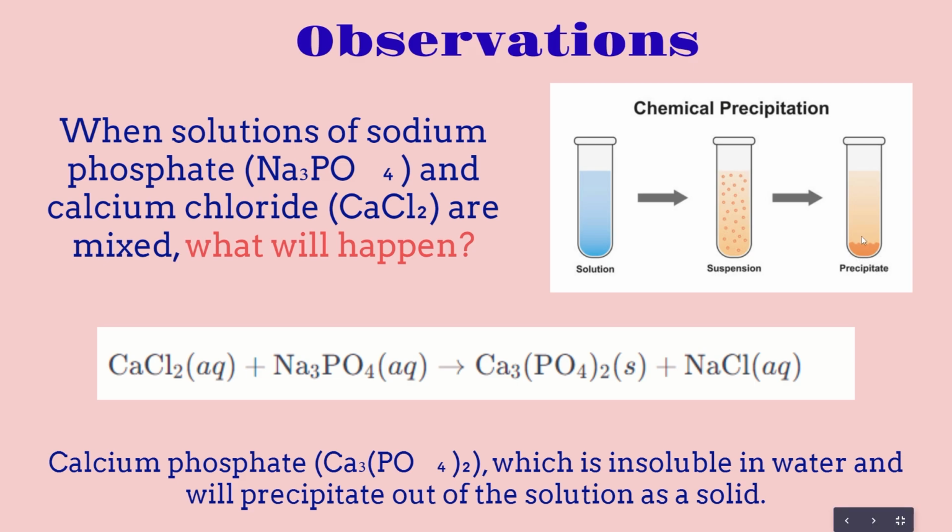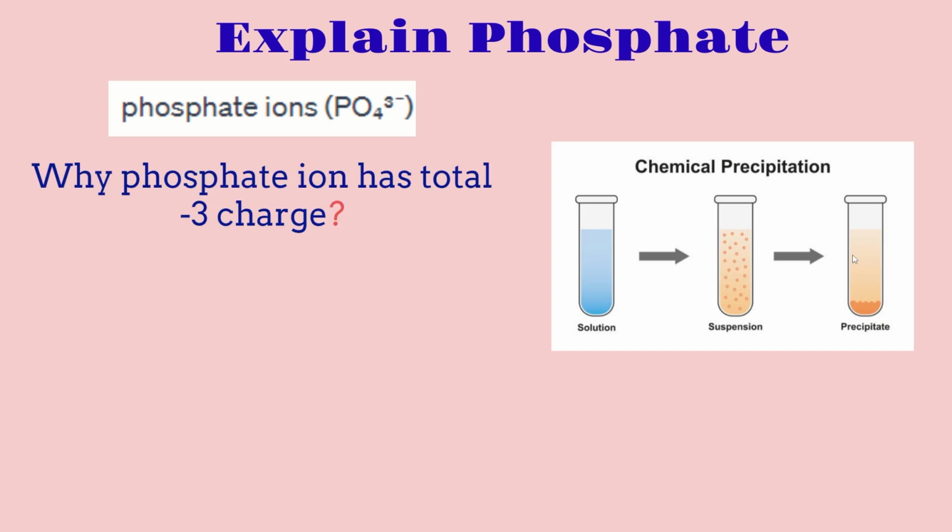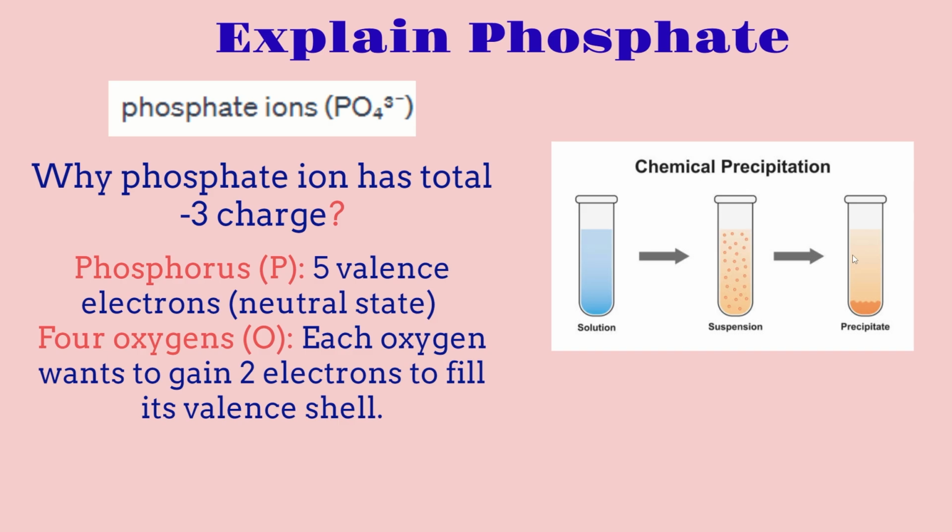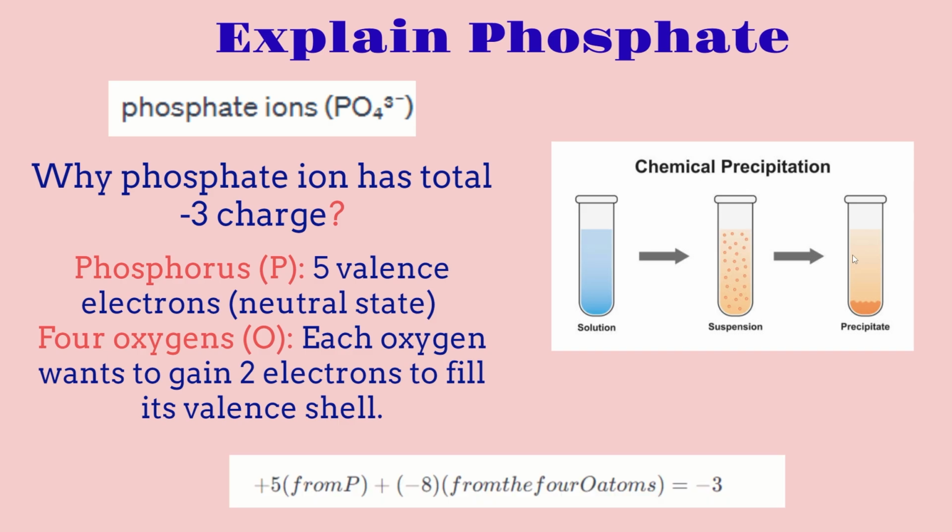So now moving on to our next slide. In this case, why does phosphate have the ion charge of -3? And this is because if we look at the valence electrons of both, phosphorus has 5 valence electrons, and each single oxygen wants to gain 2 electrons to fill its valence shell. So we basically have 5 valence electrons from phosphorus, and then -8 from the 4 different oxygen atoms. And once we combine those two together, then we get a charge of -3 for the phosphate ion.